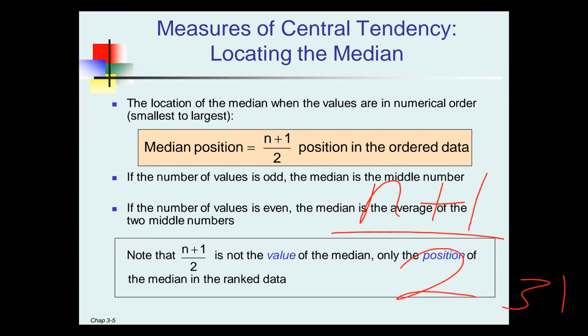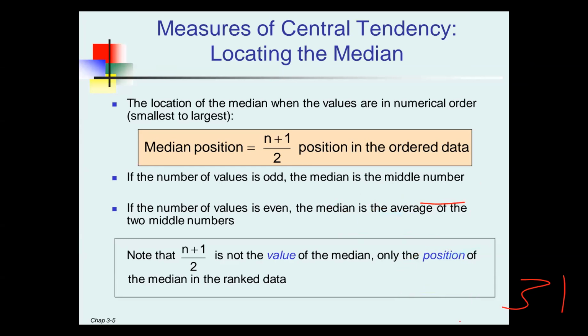Then after you have arranged your numbers from the smallest to the largest, you divide the sample size plus 1 divided by 2, and that will give you the position of the median. Okay, the position of the median. Is that okay? Yes, it's okay.